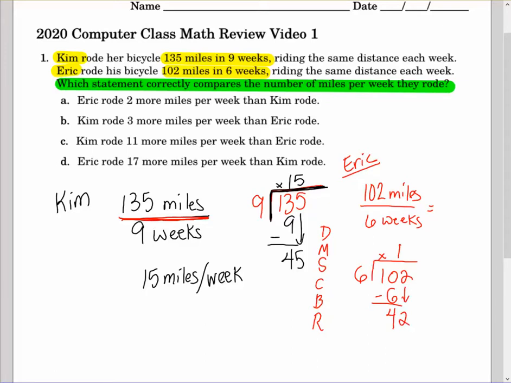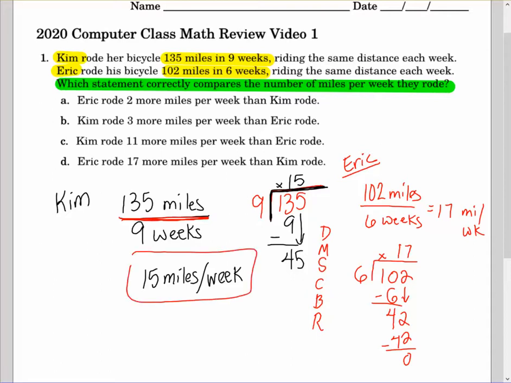6 goes into 42 7 times. So 6 times 7 is 42. We're out of numbers and we ended up with a 0 difference. So we are all set there. Our answer is 17 miles per week. So every week he's going 17 miles where Kim is going 15 miles every week.